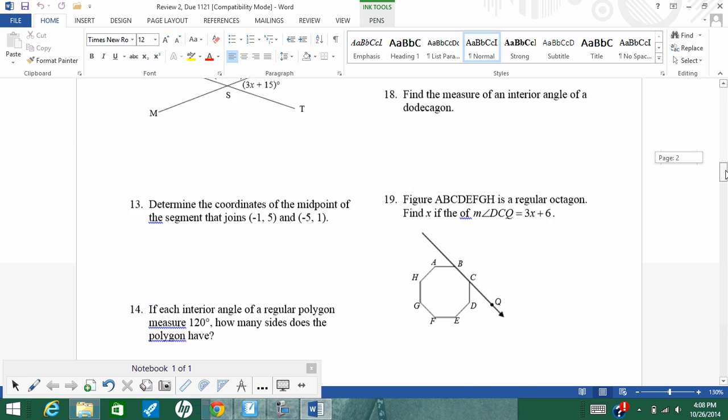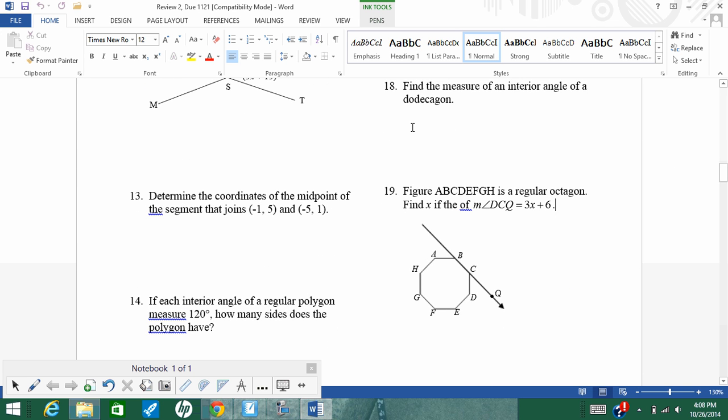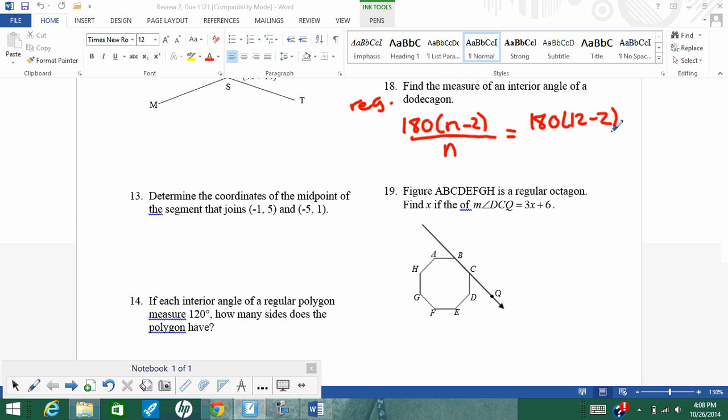Got a couple more polygons questions. If I want to find the measure of one interior angle of a dodecagon, and we should also know that this is regular. Again, the directions are incomplete. The formula is 180 times n minus 2 divided by n, not 2. A lot of people like to divide by 2. It's divided by n. So a dodecagon has 12 sides. We plug 12 in for n in both places.